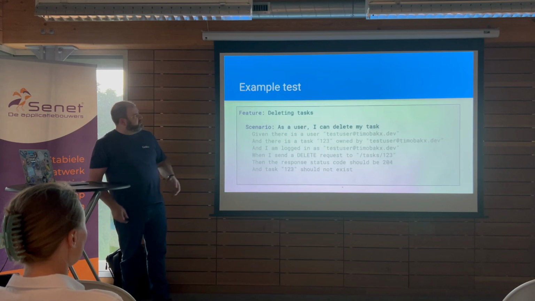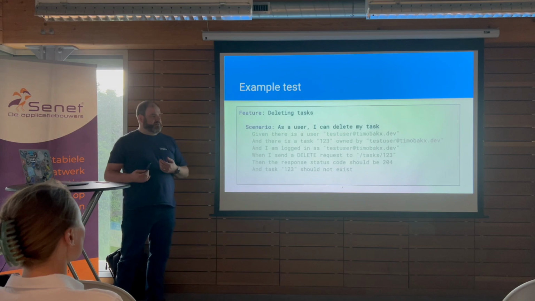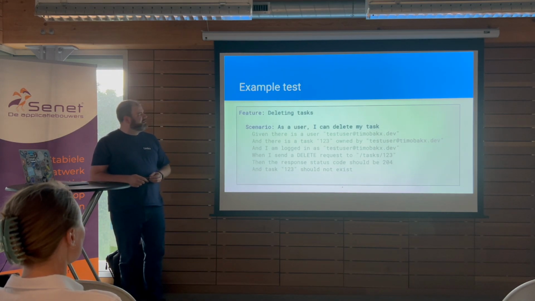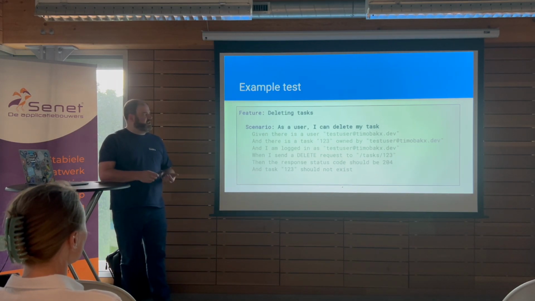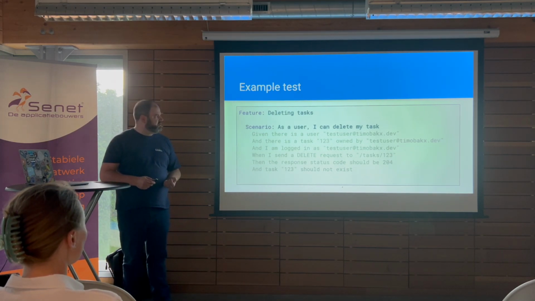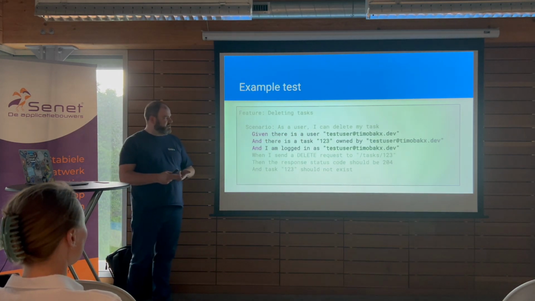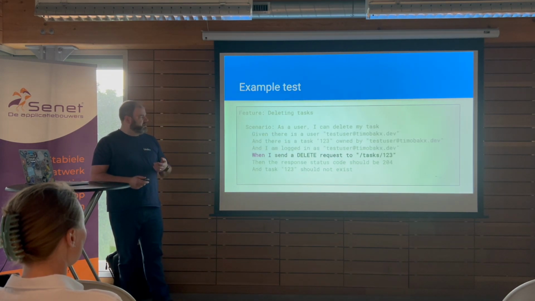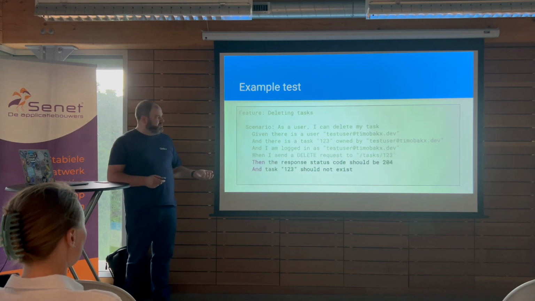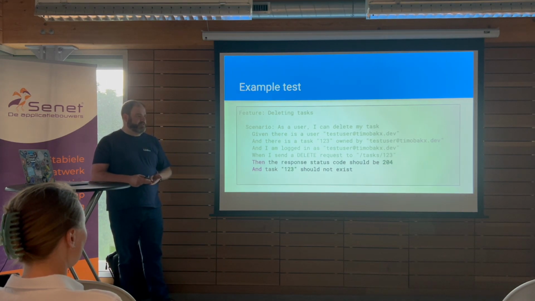So in a complete example, we have a feature for deleting tasks. Because in my demo I made a to-do app like everyone does. You first describe the feature, then you describe the first scenario. As a user, I can delete my task. You set up your state, so you need a user, you need a task that's owned by that user, and you need to be logged in as that same user. Then you send a delete request, and then you check if the response code is okay, and if the task is actually deleted from the database.